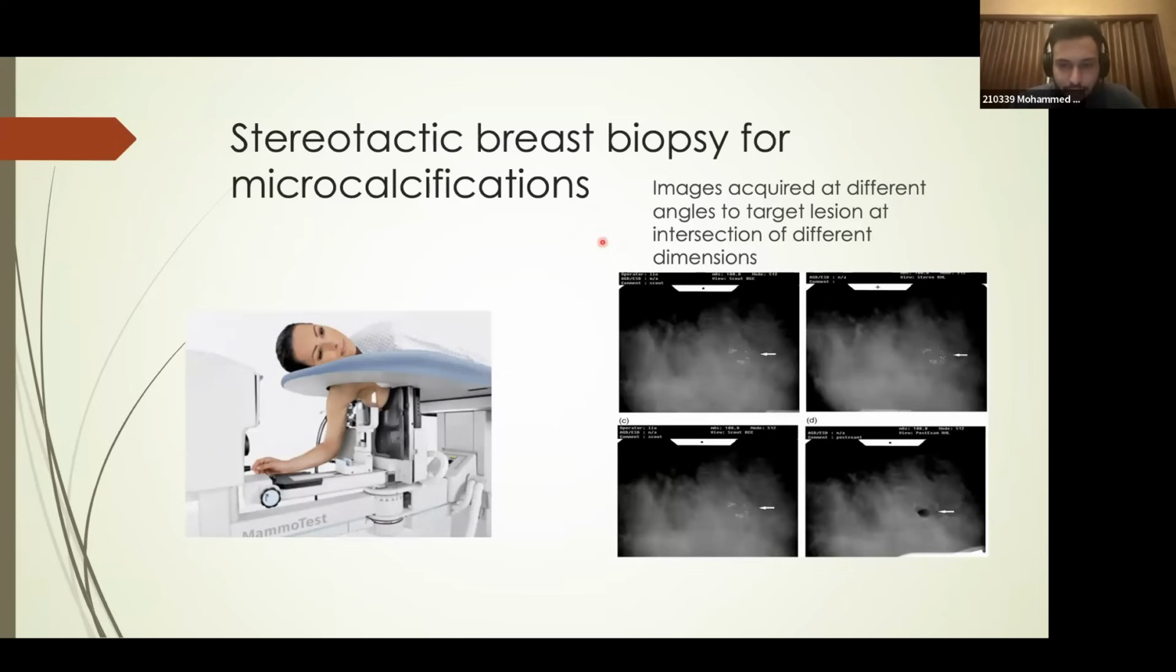Okay, is that clear to you guys? Just remember it as is, because the question will give you microcalcification, ultrasound, whatever, and ask what's the next thing you do? It's stereotactic breast biopsy. Is that clear to you guys?